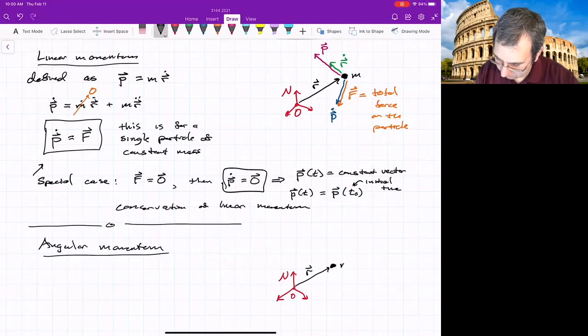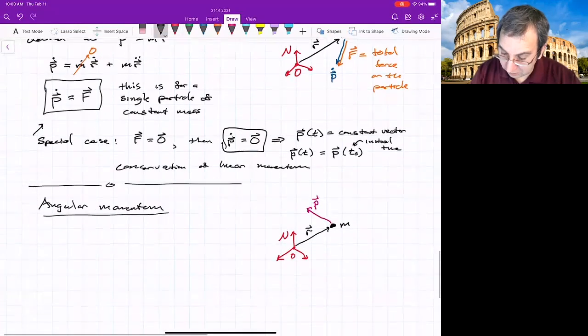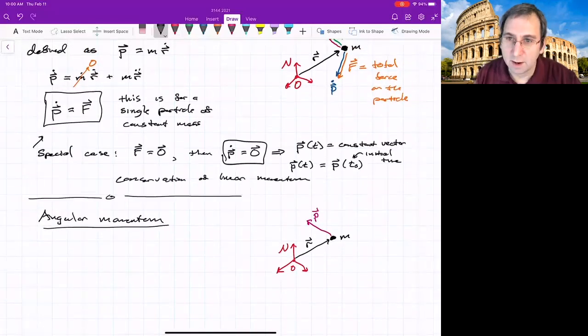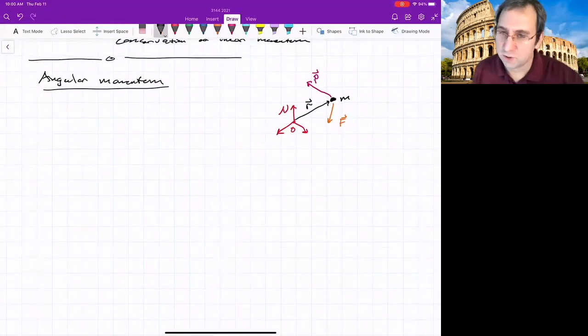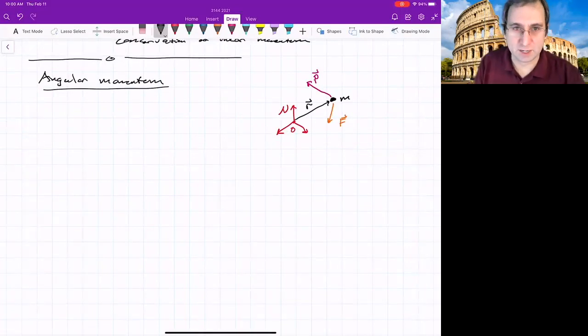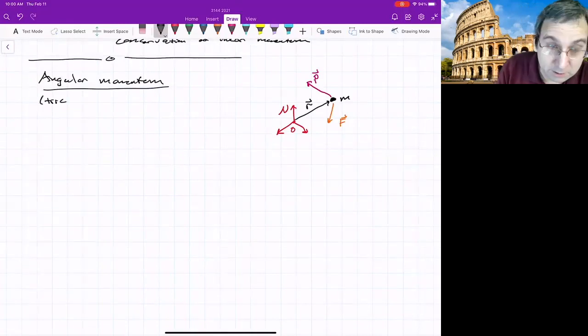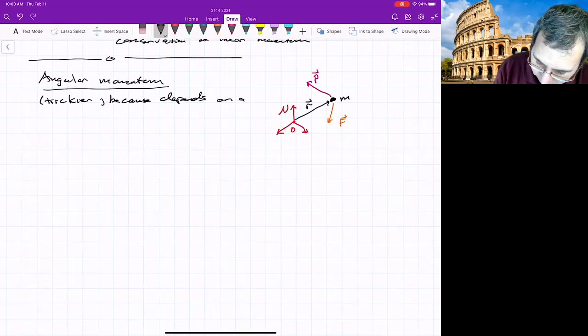There's a particle, m, and we'll deal with the momentum. That's the linear momentum. And then there's also force. So angular momentum is trickier because it's always with respect to some point. Maybe I'll even say that. It's trickier because it depends on a reference point.